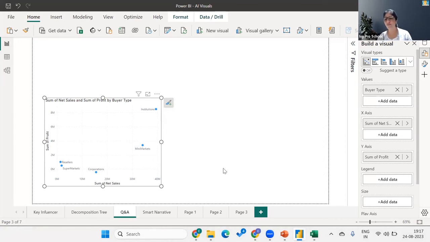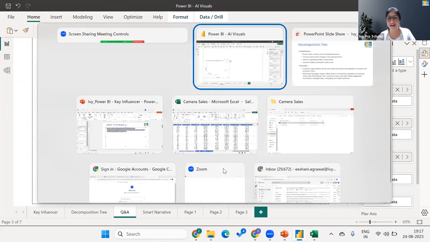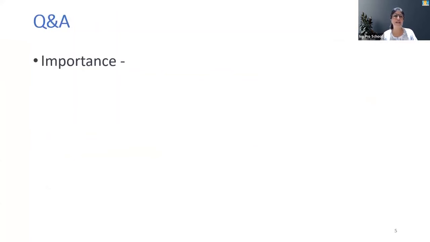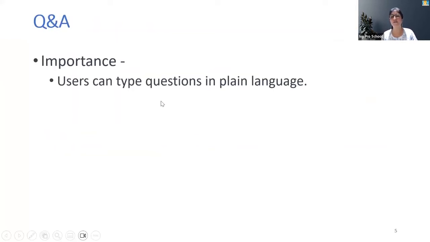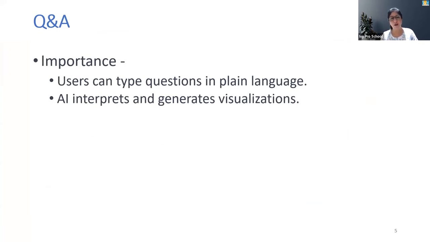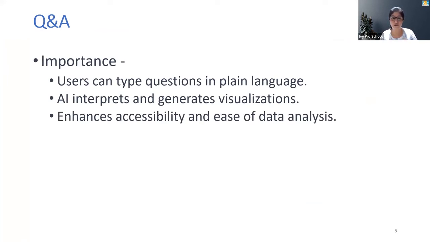Before all this AI came, when I was teaching, I used to tell candidates not to behave as if the tools can understand you. They don't understand English. But nowadays, we can't say the same thing. A lot of tools have been created to understand our language and convert it into outputs. So if I look at Q&A, the user can type questions in plain language like you saw. What we get is a generated visualization. AI interprets what we are saying, works with the text we are using, and based on that creates a visualization for us.